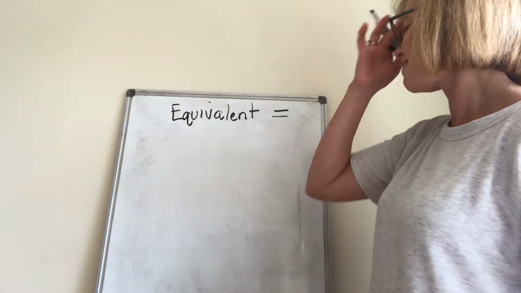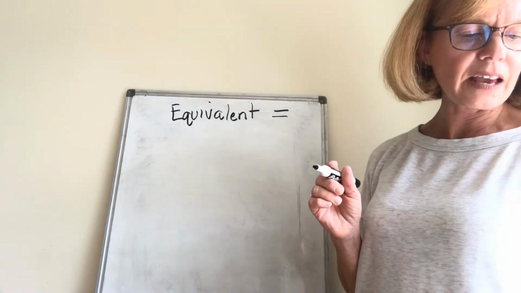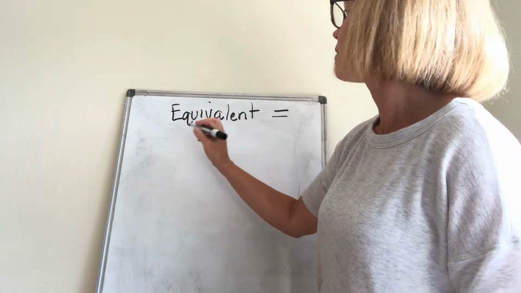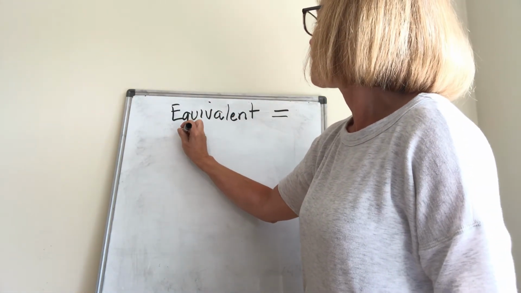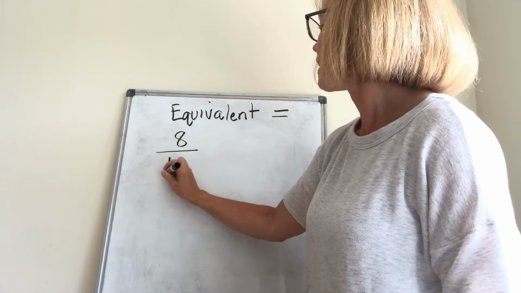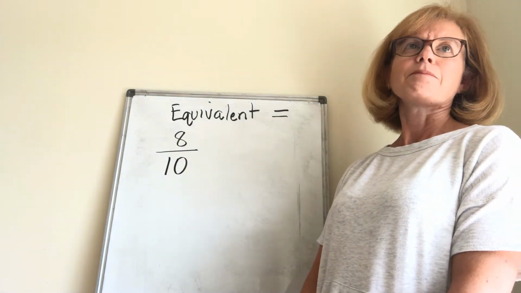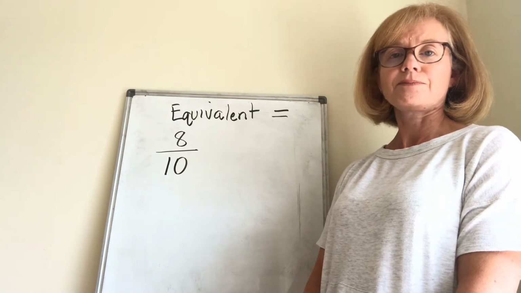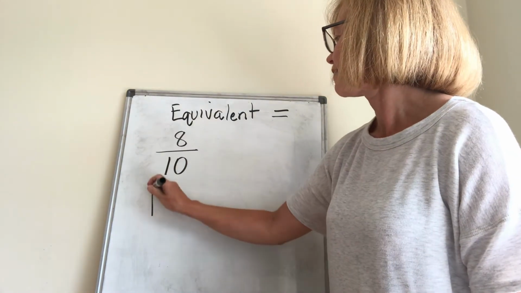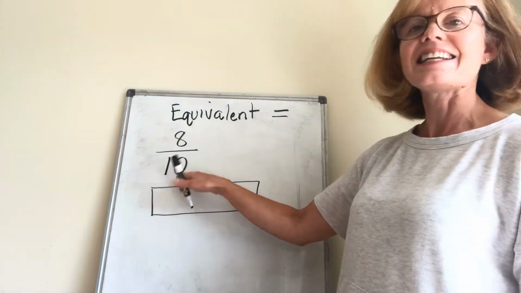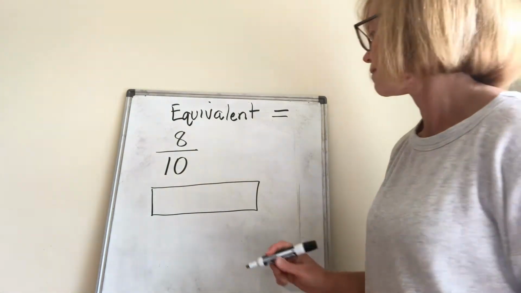So let's say that we wanted to have 8/10. We have a pan of brownies, a nice long pan of brownies, and it is divided into 10 pieces.